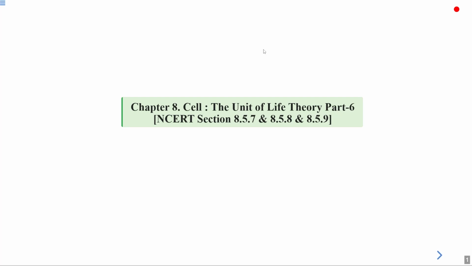Today we'll be discussing the theory related to the chapter Cell, the Unit of Life. We'll be discussing the NCERT section 8.5.7. We'll also discuss 8.5.8 and 8.5.9. And this is part 6 of the lecture.